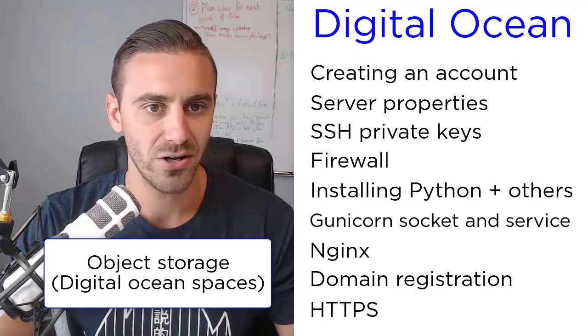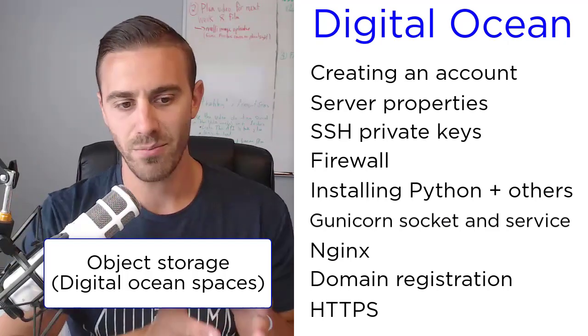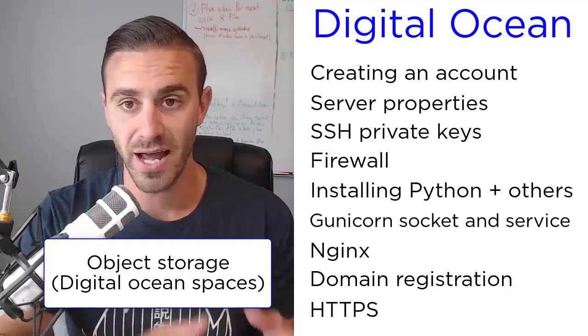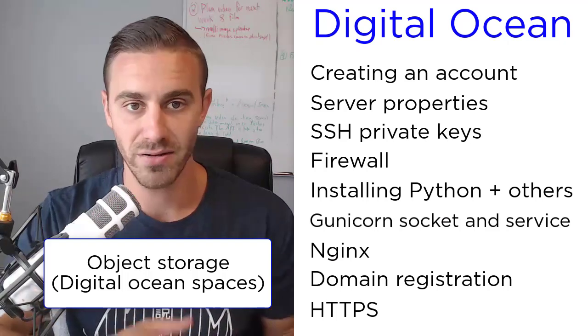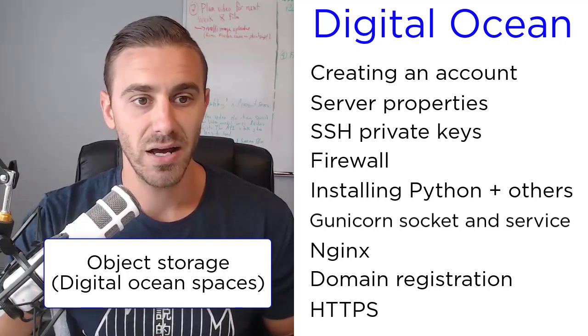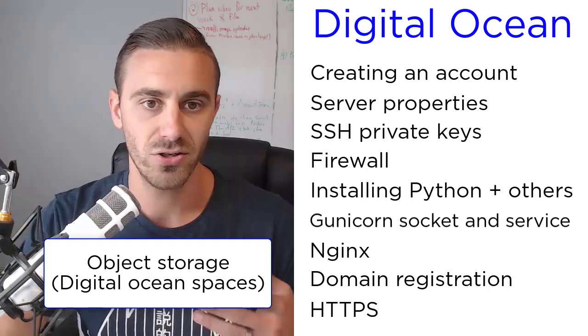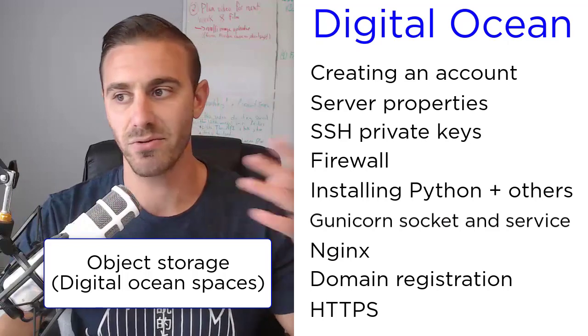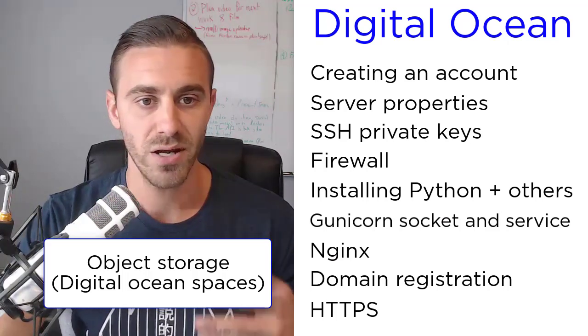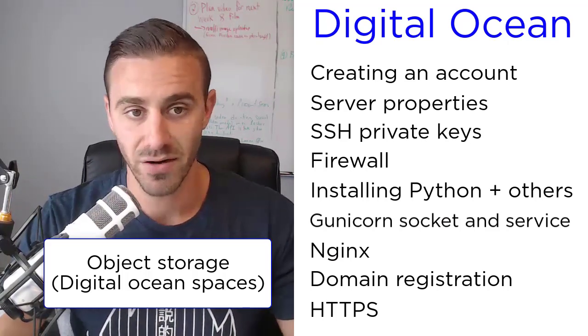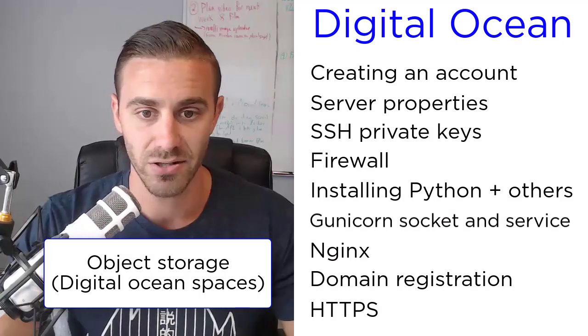Decoupling settings for security. That's like having a separate settings file instead of using the actual settings file for Django. That way it's more secure. And sending emails. In the course, I showed you how to do a password reset, so you send a password reset to the user if they forget their password. But that wasn't done using a production environment. So this is going to show you how to do that in a production environment.